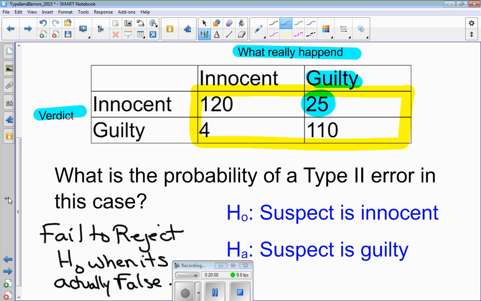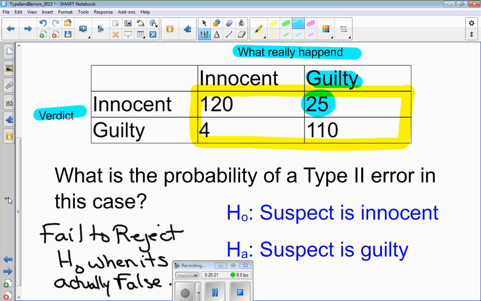Oftentimes we don't know the truth, right? You can't handle the truth, or whatever that movie is, right? So oftentimes we just don't really know what the truth is. So finding the probability of a type 2 error in real life, oftentimes you just can't do, because you just don't know what the truth is, okay?